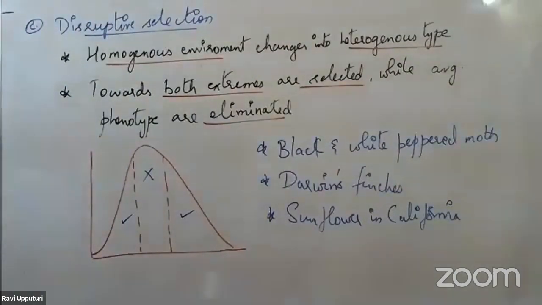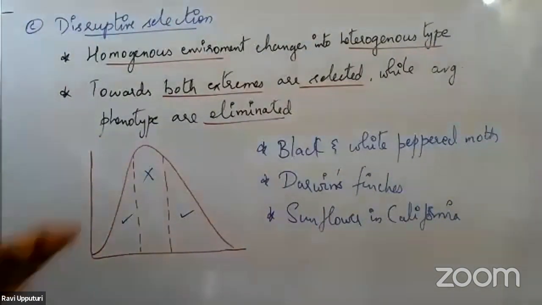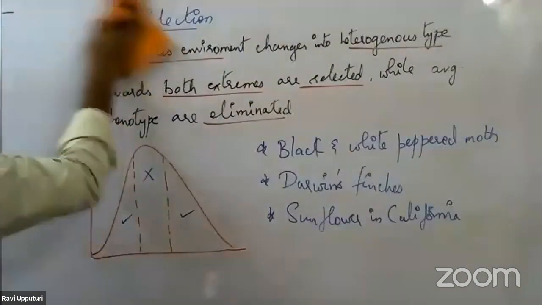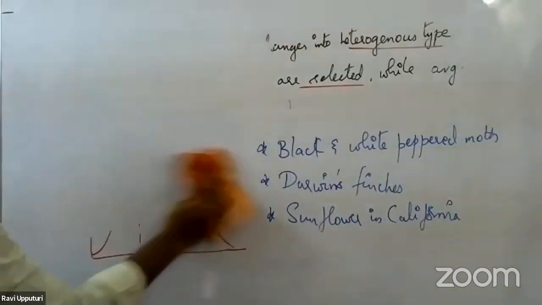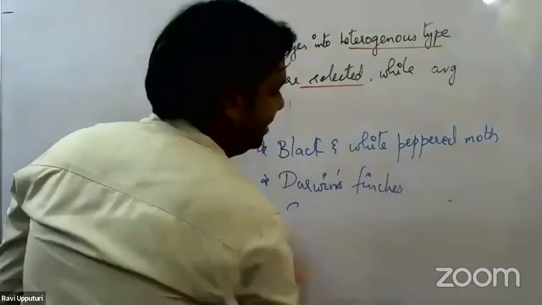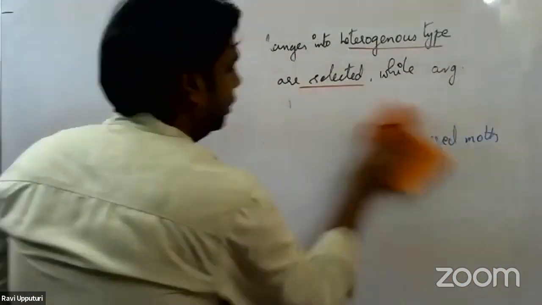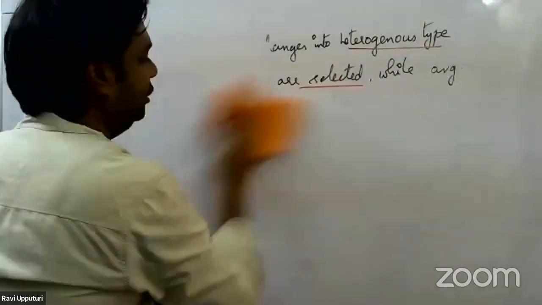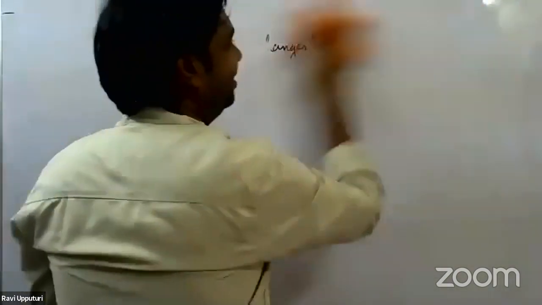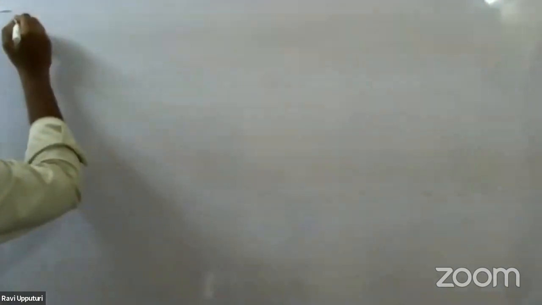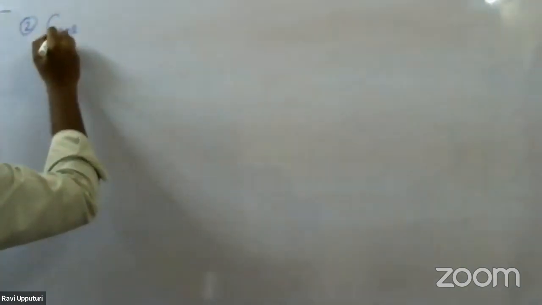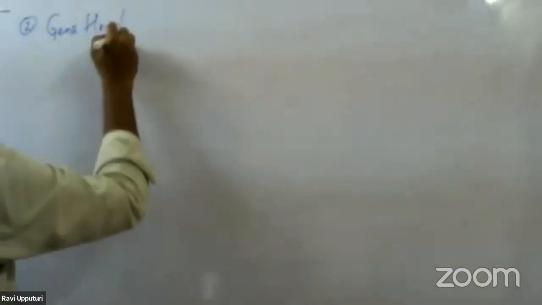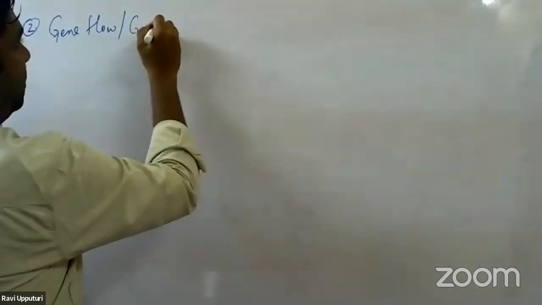Now, let's get into the second type of evolutionary force. The second type of evolutionary force we'll be taking up is called gene flow, or it is also called gene migration. So let us take up the second type of evolutionary force. The first one was natural selection. The second one is gene flow, which is also called gene migration.